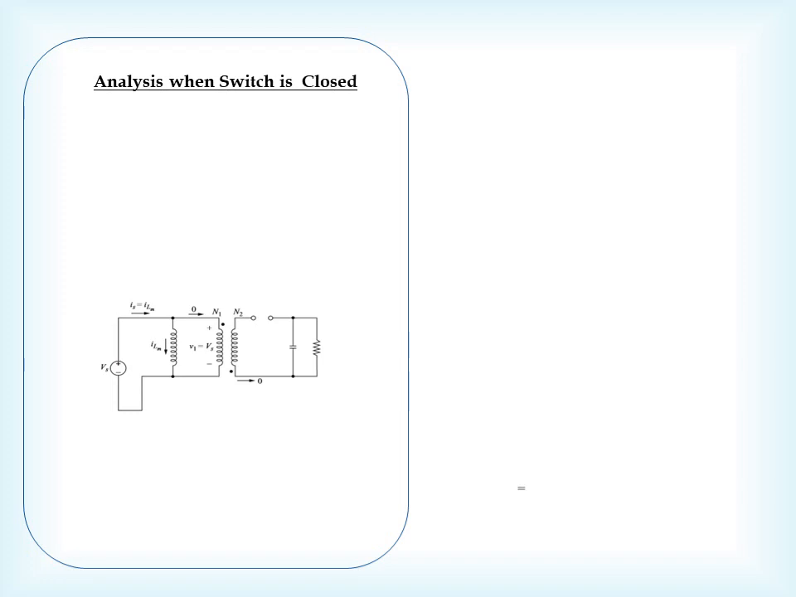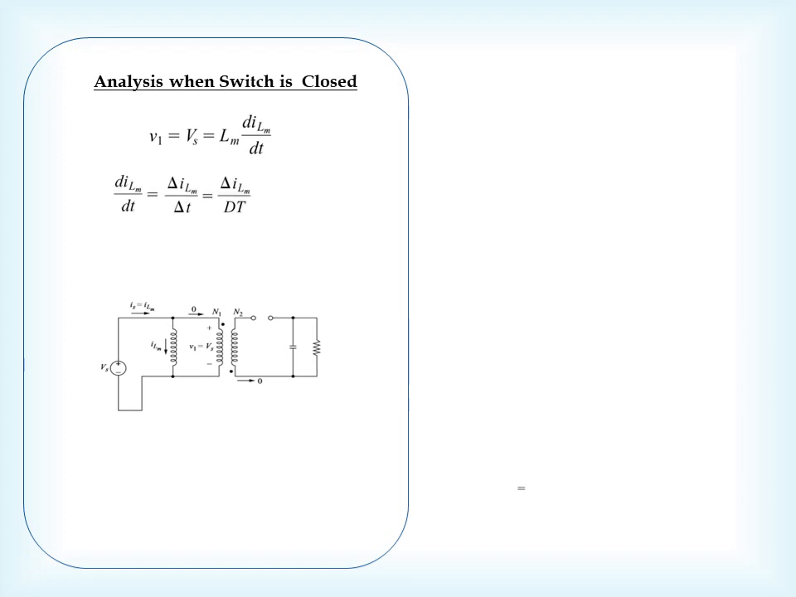Analyzing the circuit for the two conditions, we can find the critical voltages in the circuit. When the switch is closed, this is the equivalent circuit. We have already seen that in this case V1 is equal to Vs. The primary voltage is equal to Vs, which is also equivalent to the drop across inductor Lm, given as Lm into dILm upon dt.